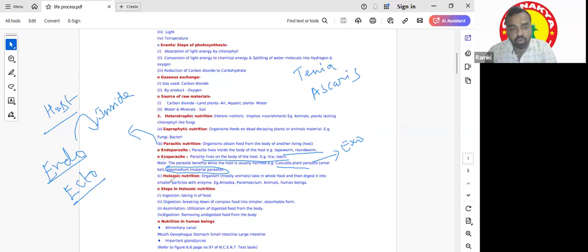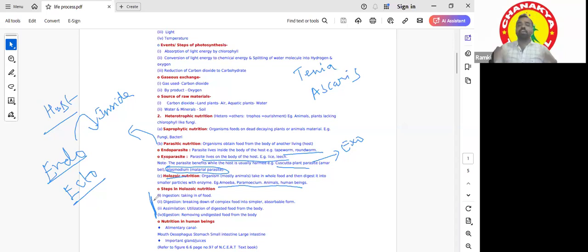Then we have holozoic mode of nutrition. If it is engulfing or taking in food, that is called holozoic mode of nutrition. Examples: amoeba, paramecium, animals and human beings. There are four major processes happening in holozoic mode of nutrition: ingestion, digestion, absorption and assimilation. Ingestion means taking food inside.